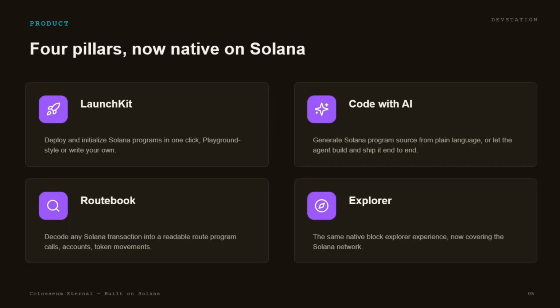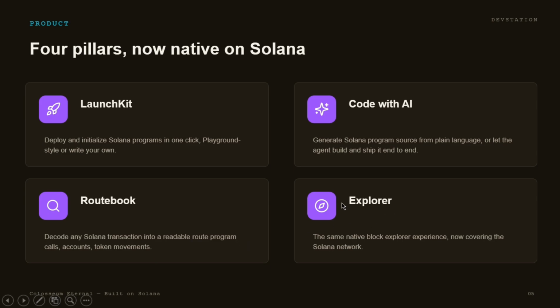Zooming out, the station is built around 4 pillars, and all 4 of them now work on Solana. LaunchKit for one-click deploys, Code with AI for generating and shipping programs from a description, Routebook for decoding transactions, and Explorer for browsing the chain itself.